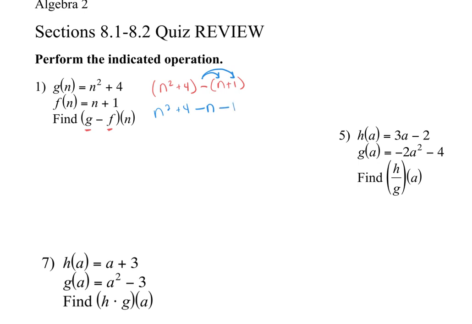And then you're just combining like terms. Nothing can combine with the n squared, so that's just going to be n squared. I have a minus n, and then I have a positive 4 and a negative 1, so I have a positive 3. And this is my answer. That's all I can do there.